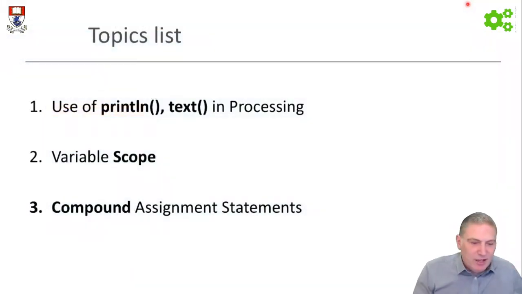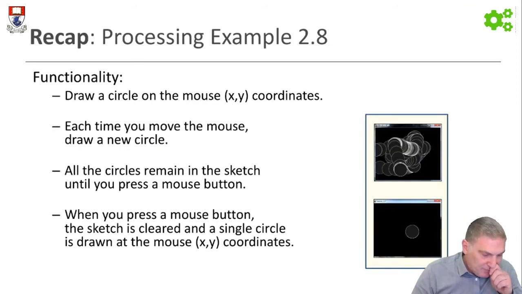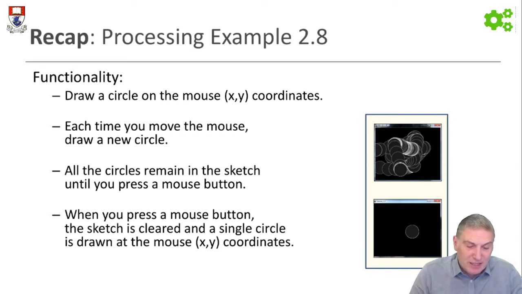Okay, that's good stuff. So that's fine for text, and print and println shouldn't cause any trouble either. Okay, let's move on to variable scope. We're going to recap by looking at example 2.8 that we've already covered. You might remember it was draw a circle on the mouse XY coordinates. Each time you move the mouse, you draw a new circle. All the circles remain in the sketch until you press a mouse button. So we covered this the last day.